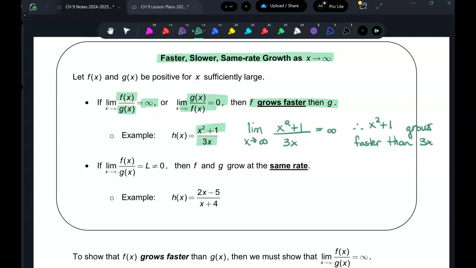And what if, when we compare the two, we get a limit that's not equal to 0? We say they grow at the same rate. Any real number, as long as it's not 0. So an example, 2x minus 5 over x plus 4 gives us 2. Therefore, 2x minus 5 and x plus 4 grow at the same rate.